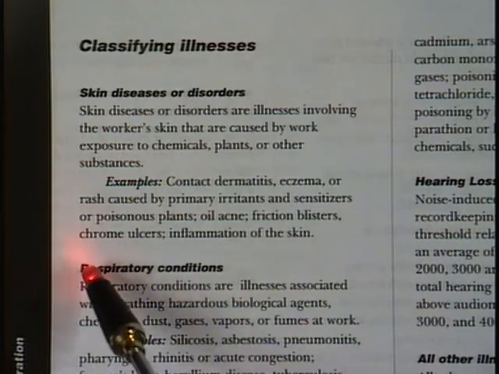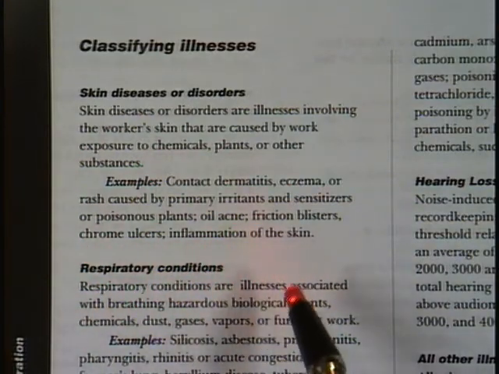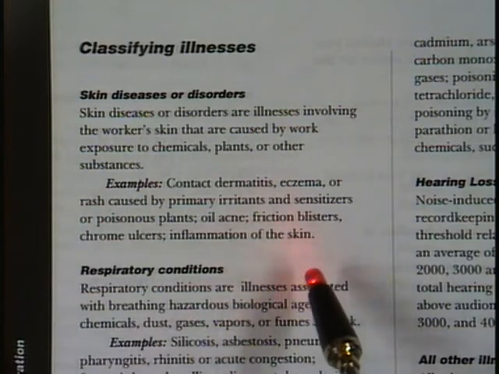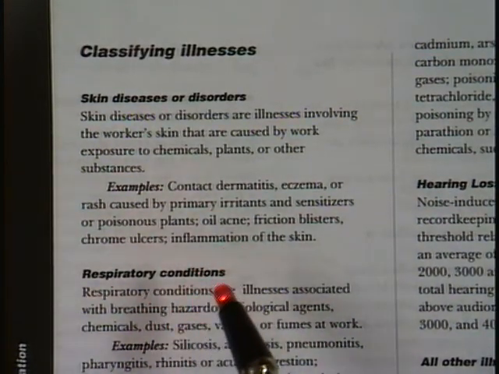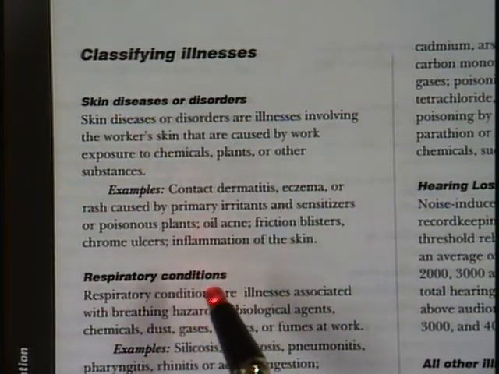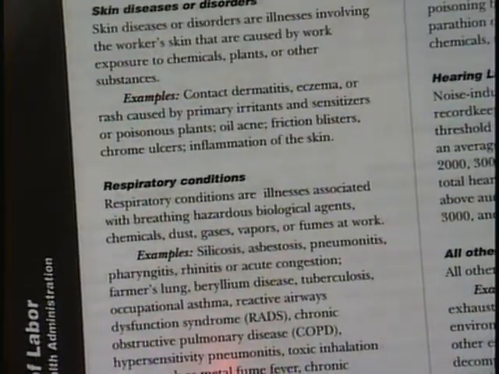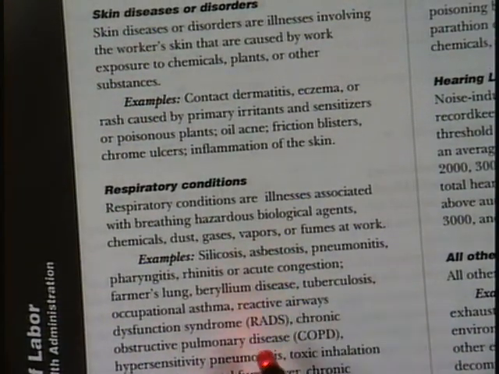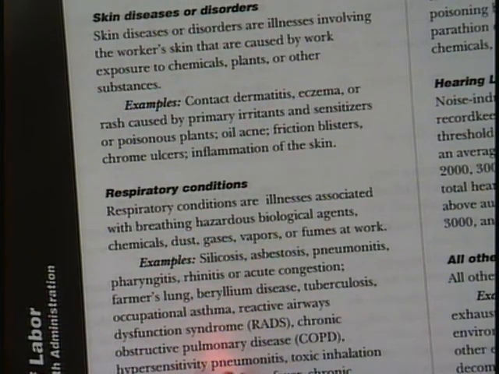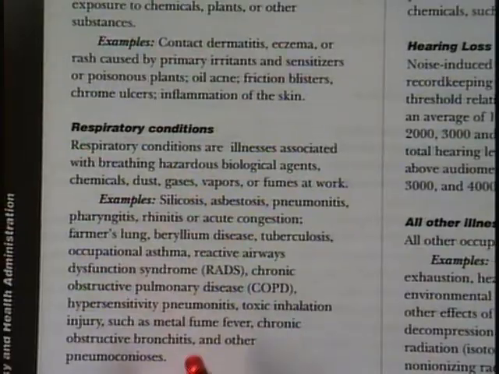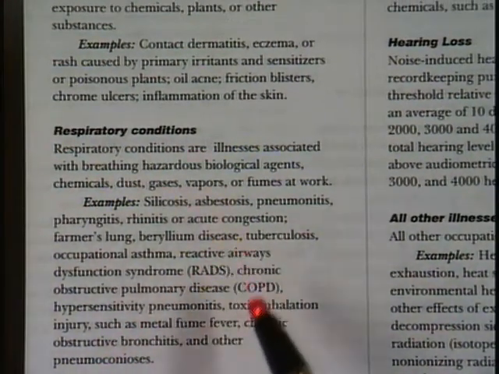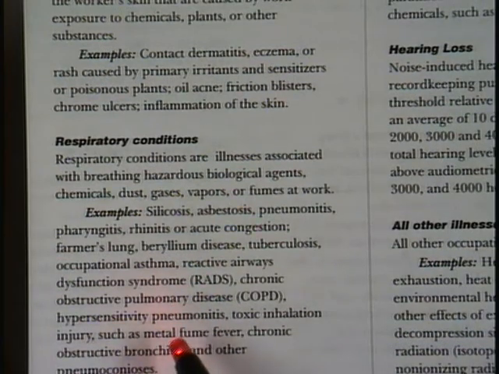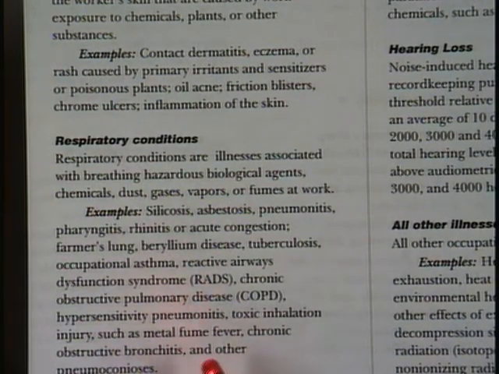Column M2 are skin diseases or disorders, such as dermatitis, eczema, rashes. All of those would fall under skin diseases and disorders, and you must put a check mark in column M2 if that's the situation. Respiratory conditions include the following: silicosis, asbestosis, pharyngitis, rhinitis, tuberculosis. These are all considered to be respiratory conditions. If the incident falls under any of these, then you must put a check mark in column M3.